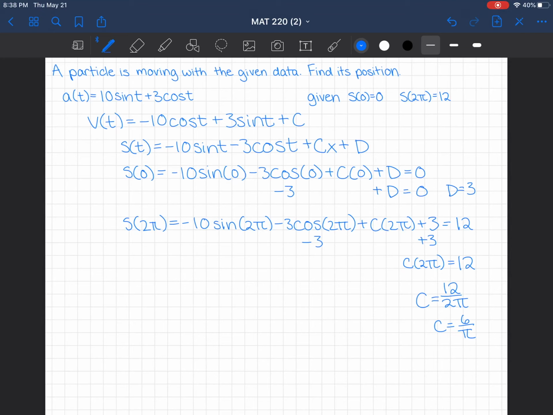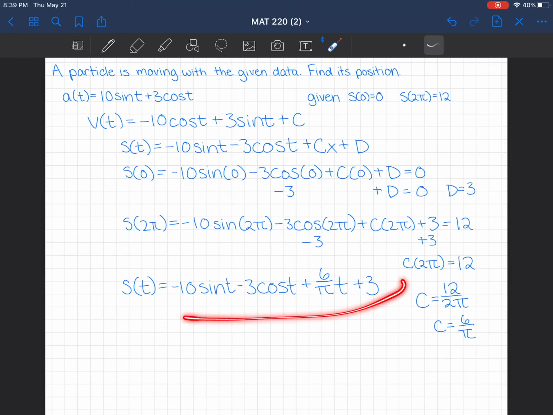All right, so now we have that, and we can go ahead and plug that last value into our equation. So then we have our position function is negative 10 sine t minus 3 cosine t plus, this is where we use our 6 over pi, t, plus 3. And there is your final position function.